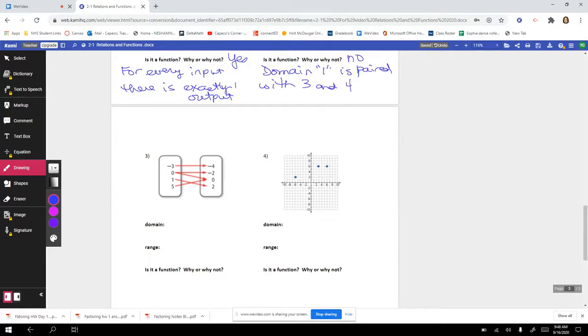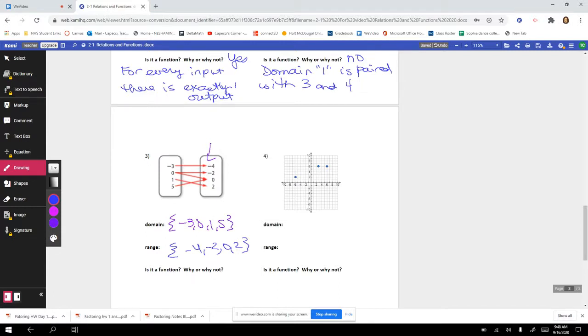Now, this mapping, I find sometimes it's a little bit overwhelming. So we're just going to take it one thing at a time. I have my domains. Again, they're listed nice and neat, so I have them in order: -3, 0, 1, and 5. My range, again, is over here. So my range is -4, -2, 0, and 2.